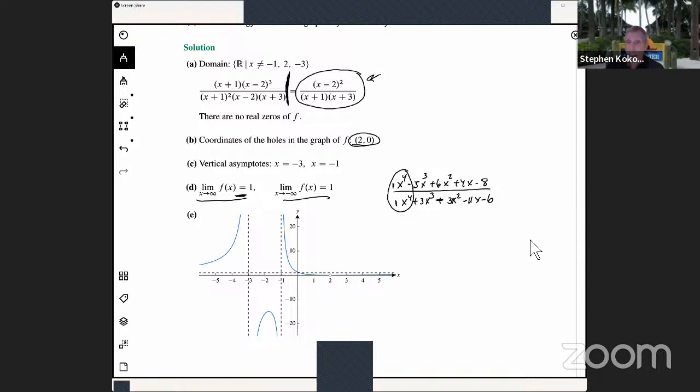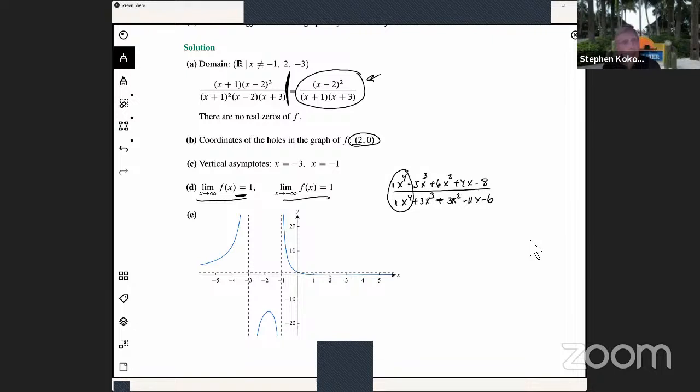Since these are even powers and those coefficients are positive, it's going to be going to 1 from both the left, pardon me, as x increases without bound and as x decreases without bound.